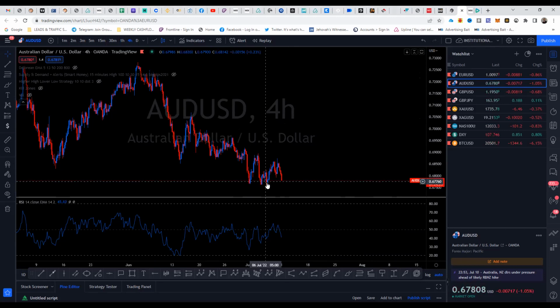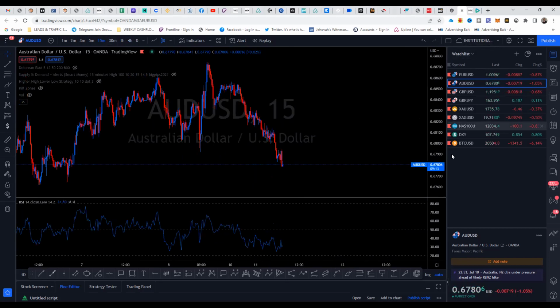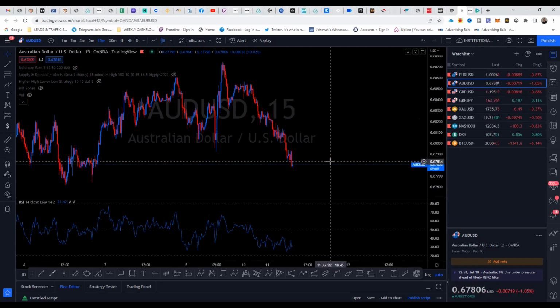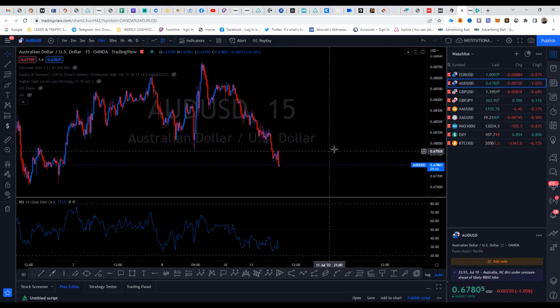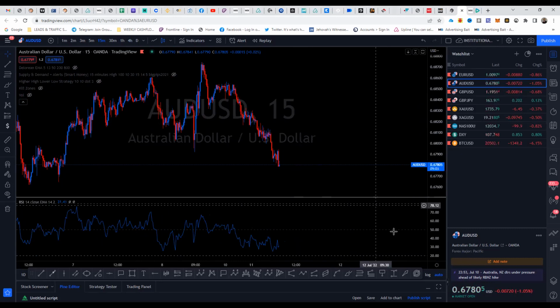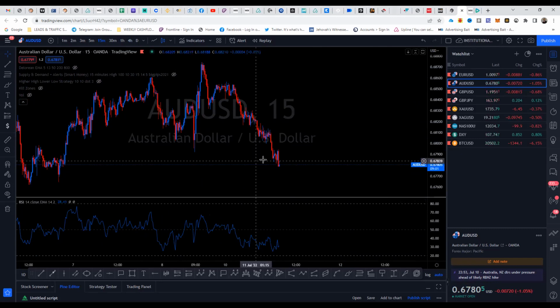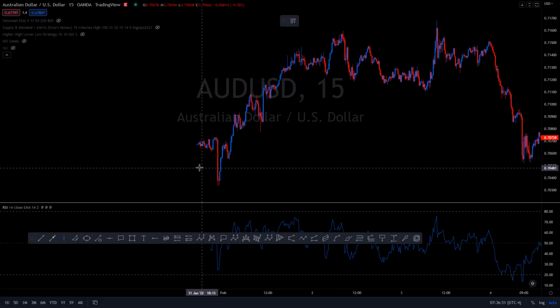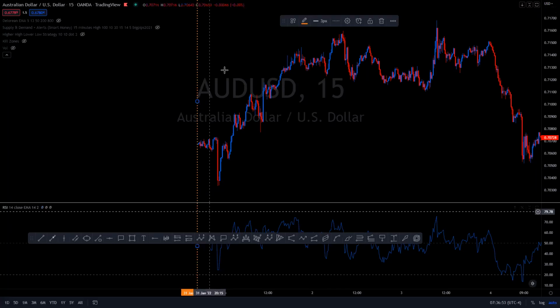So what we're going to do is mark up institutional market structure from the 15-minute time frame to the 4-hour time frame. So let's switch to the 15-minute. And then we are going to go all the way back in time and start marking up market structure. Let me pause this recording and I'll be right back. All right, so this is as far back as price goes. So we're going to put a vertical line here.